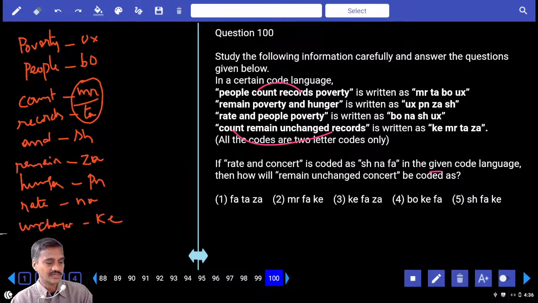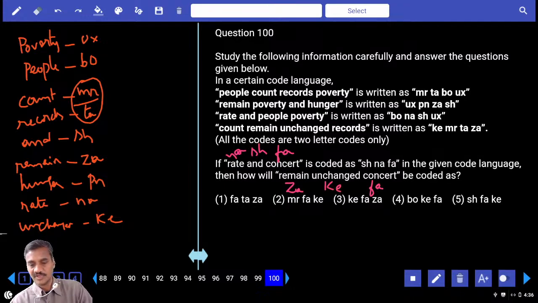And finally 100, rate and concert. Rate is NA, and what does SH, NA stand for? SH, NA, SH, FA. FA is the code to the word concert. Then how will remain unchanged concert be written? Concert is FA, remain is ZA, unchanged is KE, so ZA, KE, FA. That is choice 3, question number 100.